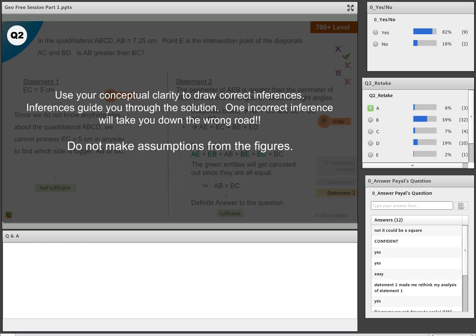Now, if the question statement stated that it's a rectangle, then the figure need not have had those right angle notifications. No. Okay.